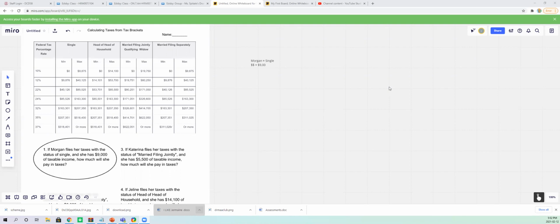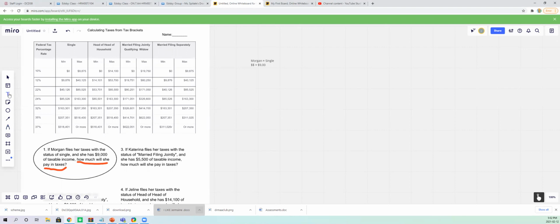If Morgan files her taxes with the status as single and she has $9,000 of taxable income, how much will she pay in taxes? So this question is asking you, how much will she pay in taxes? Okay, right here. That's the important part of this question. The question is not asking you how much in a rate is she going to pay. So it's not asking you what percentage of federal tax will she pay. It's asking you how much will she pay? What is the amount of money she will pay?